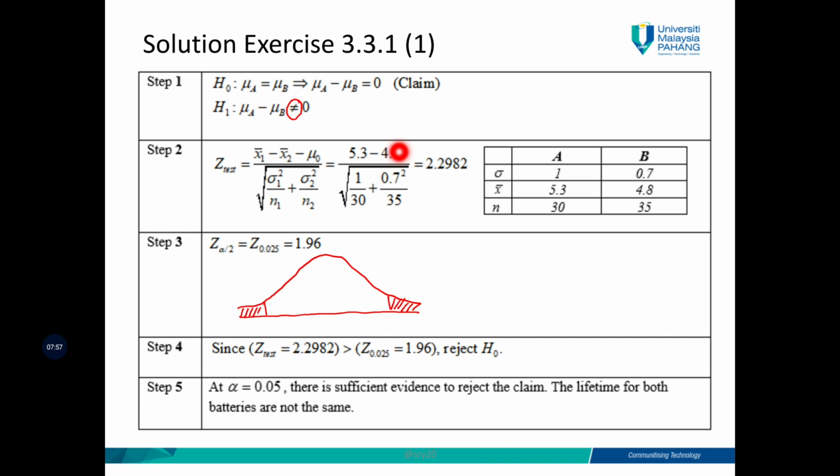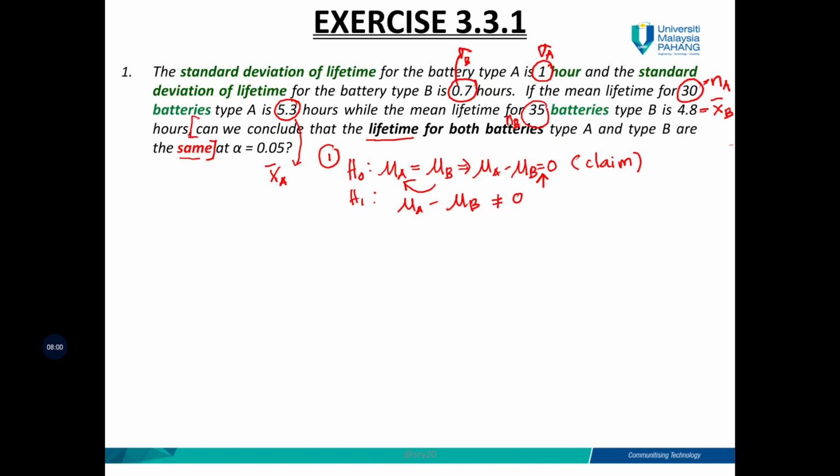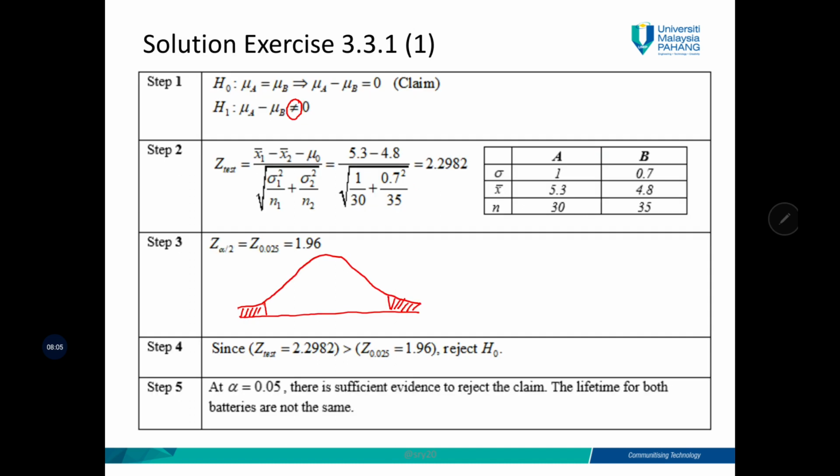Our alpha given in this question is 0.05. Since we have 2 rejection regions, we need to divide alpha by 2. Using the statistical table, get the value for Z 0.025. The first critical value, on the negative side, is minus 1.96. The second critical value, on the positive side, is 1.96. This completes step 3, the rejection region and critical values.